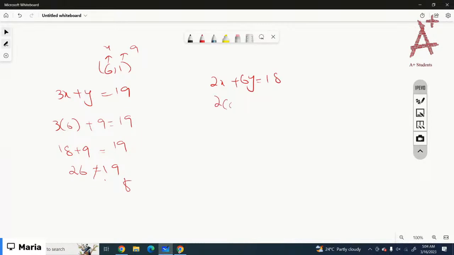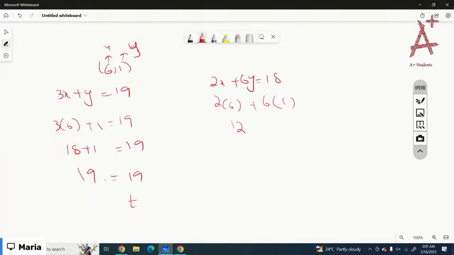Sorry, y is 1 here, not 9. X is 6 and y is 1. 6 times 3 is 18, and 18 plus 1 equals 19. So both sides are equal. The equation is true.